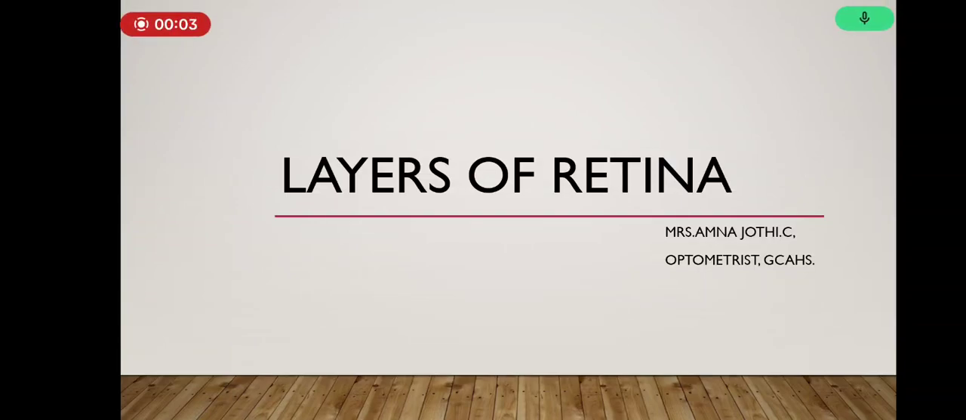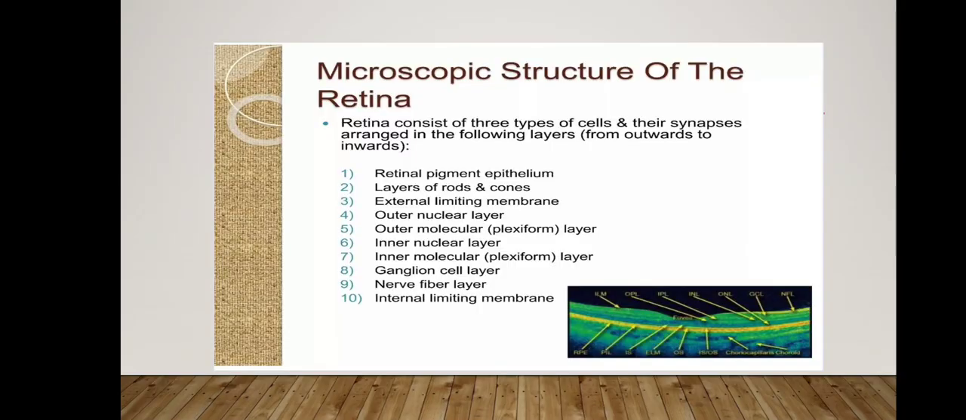Hi all, the topic is about layers of retina. Microscopic structure of the retina consists of three types of cells and their synapses arranged in the following layers.